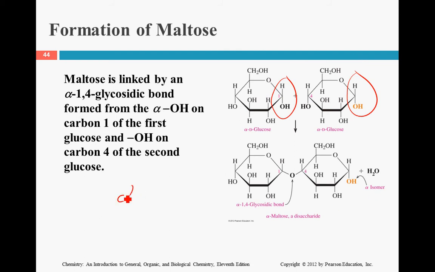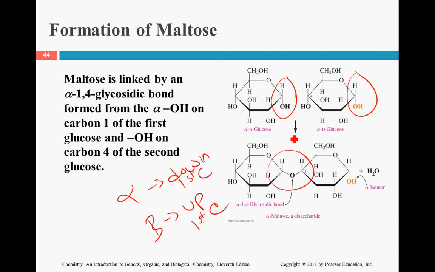Remember, alpha means that the OH group is pointing down on the first carbon, and beta means the OH group is pointing up on the first carbon. That makes a difference in how this bond looks. Because this is alpha, pointing down, it's always going to be reacting with the first and fourth carbons, which is why it says 1,4 glycosidic bond, because it's the first and fourth carbon of the individual saccharides. So here's the first and here's the fourth.